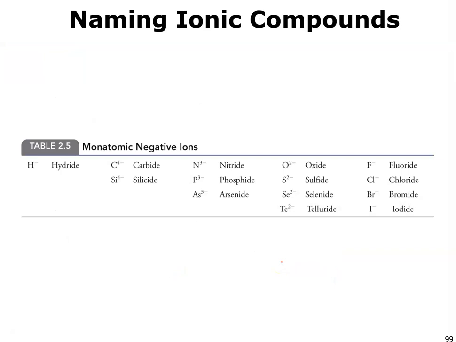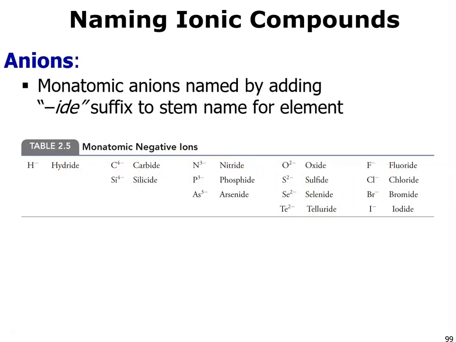So here's a table of some of the typical negative ions that can form. Hydride: typically we think of the hydrogen ion as being positive, a proton, but it is also possible to have a hydride anion. Carbide, silicide, nitride, phosphide. So this -ide ending tells us that it's a negative ion. For monatomic anions, we name them by adding that -ide ending to the element.